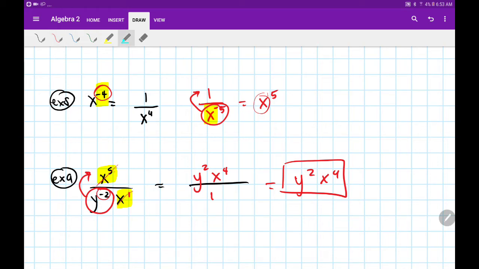So look at what happened with my negative exponent. I simply took this y to the negative 2 and made it a y to the positive 2 up top.